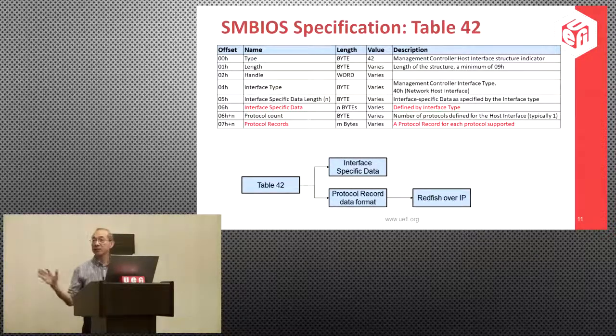My next couple of slides are a bit detailed, but they basically tell you what you should find in your SMBIOS table. There are new entries in SMBIOS table 42. There are two: one to define the interface and one to define the protocol. The structure at the bottom is actually how the information cascades.